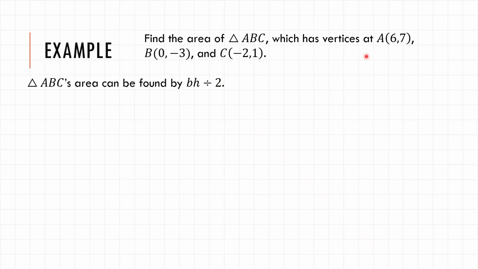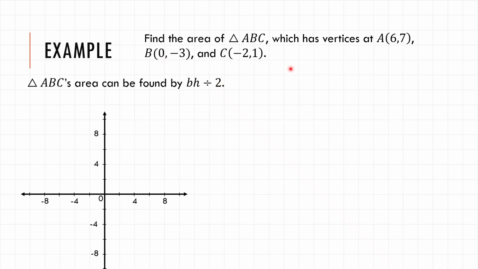Now, it would really help if I could visualize this triangle, so I'll pull up a coordinate grid, and I'll put point A here at 6 and 7, point B at 0 and -3, and point C at -2 and +1. And if I connect those points with lines, I can see that this is a triangle.